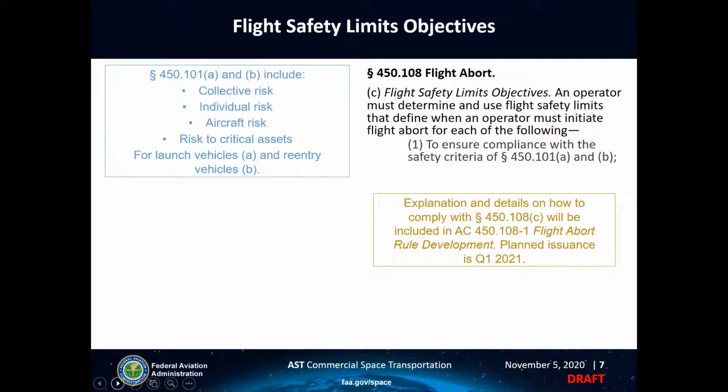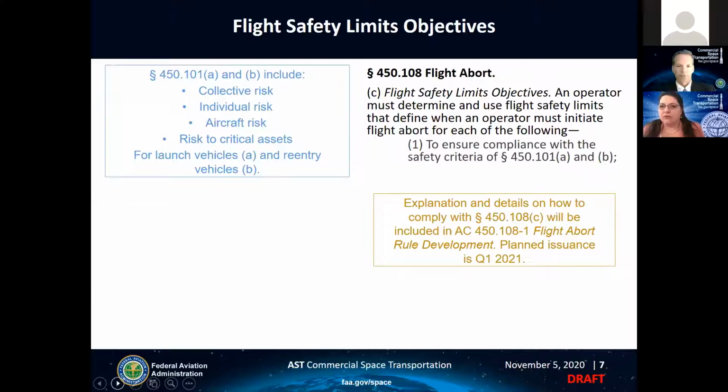450.101A and B include collective and individual risk, aircraft risk, and risk to critical assets for launch vehicles and re-entry vehicles. Note that the FAA plans to issue guidance on how to comply with the flight safety limits objectives in an advisory circular titled Flight Abort Rule Development, planned for issuance in Q1 of next year.